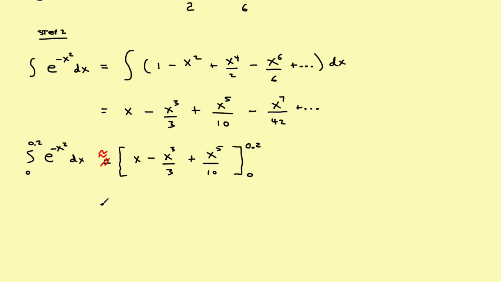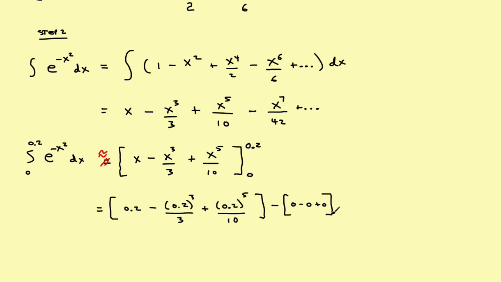So to solve this, it's just a matter of, just like you've done in all integration, everywhere you've got an x, substitute a 0.2. So this is going to become 0.2 minus 0.2 cubed divided by 3, then plus 0.2 to the 5th divided by 10. And then on the second one, now minus everything evaluated at 0, but this time all 3 of these would be 0. So this would be 0 minus 0 plus 0. So that whole second term would go to 0.